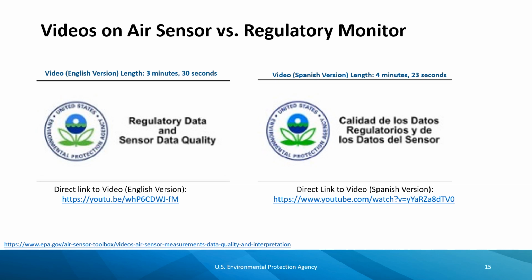Are the measurements collected every second, minute, 15 minutes, or hourly? How does this information compare to what EPA shows on AirNow? These questions are important to consider when deciding how and when to use regulatory versus sensor data. Learn more at epa.gov/air-sensor-toolbox.